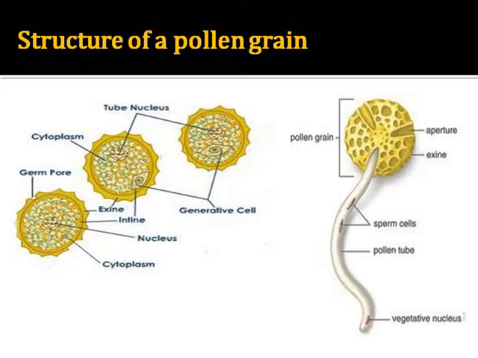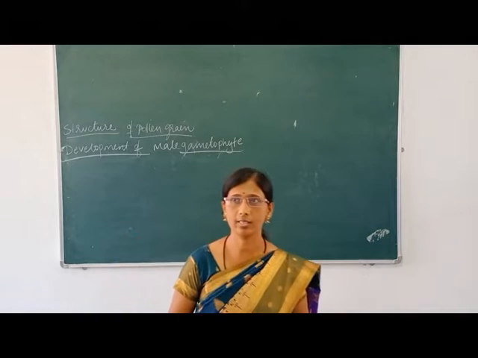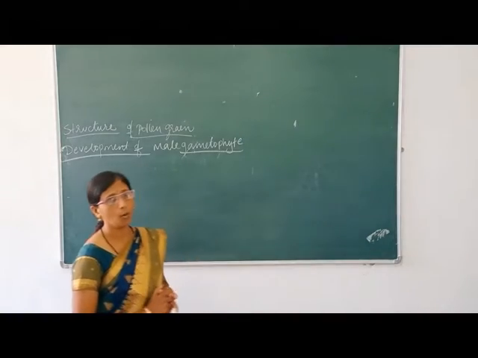In this you can clearly see how the pollen tube arises from the intine and comes out through the germ pore. The generative cell divides to form two sperm cells. At the tip you can see the vegetative nucleus is present. In this image you can clearly know about the structure of pollen grain. That was the introduction of pollen grains. Now the deep study of pollen grains.